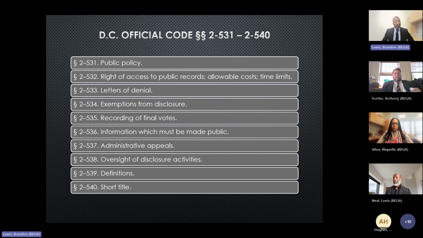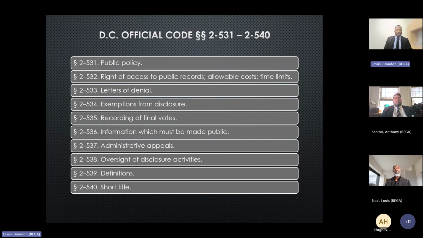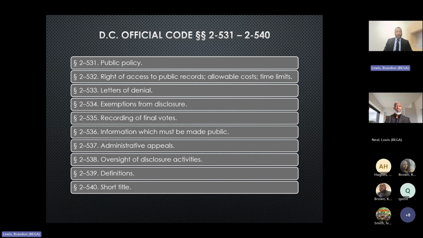Okay, the DC Freedom of Information Act is contained in DC Official Code sections 2-531 through 2-540. And here you'll see essentially a breakdown of the different sections and what is covered in each section.